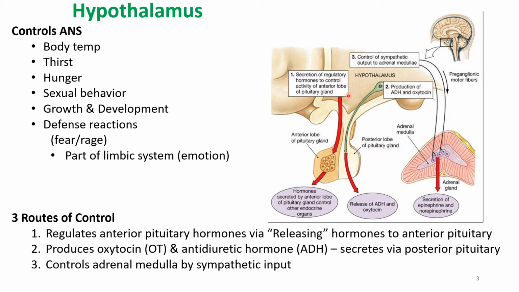And it's also going to control part of the adrenal gland called the adrenal medulla. And you've seen that before with our sympathetic nervous system. So the hypothalamus is actually going to be controlling those preganglionic motor fibers going to the medulla, where they synapse on chromaffin cells and send out epinephrine and norepinephrine. We're going to look at all of these in a lot more detail, but I wanted to give you this overview picture first.